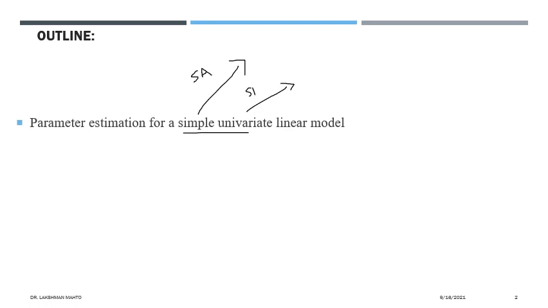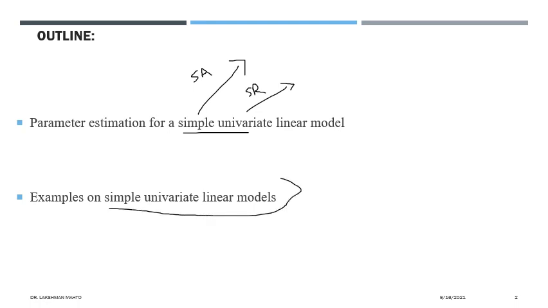Bivariate means two responses, trivariate three responses. It depends upon multivariate and other things. Those are part of multivariate, which is part of model 4. So we will discuss from there. Then I will talk about a few simple examples on the simple univariate linear model. We will try to do model estimation, parameter estimation or model estimation. Simply we want to estimate a model.